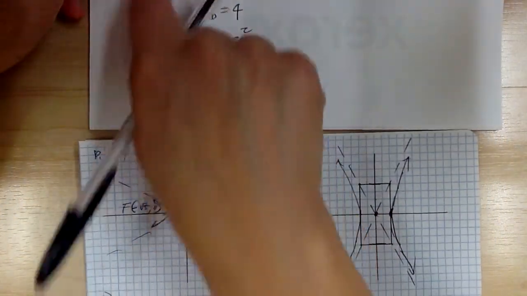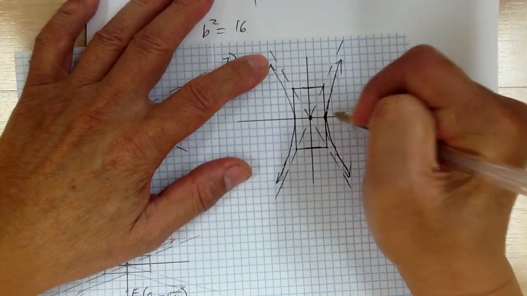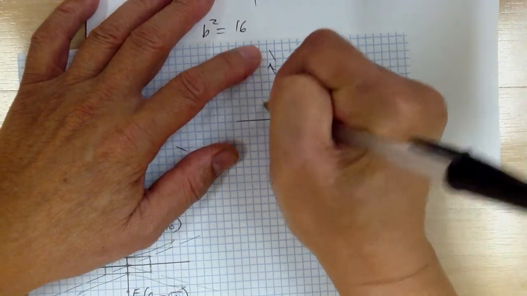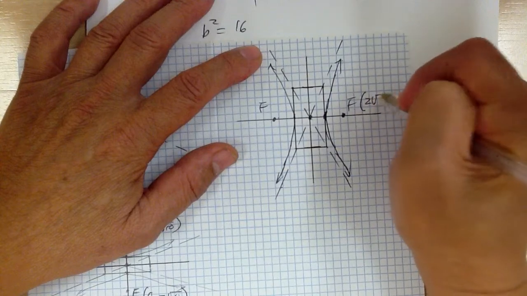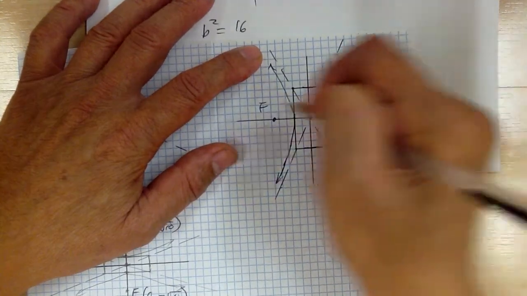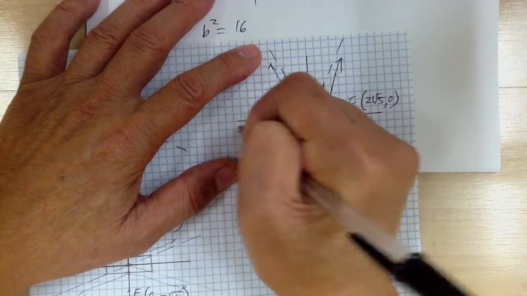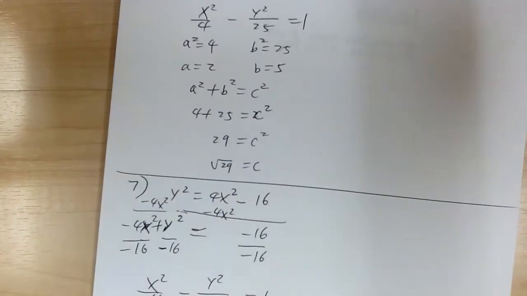So this is going to be in the x direction. So it'll be 4.4. So it's about right over here. Okay. So this is going to be 2 square root of 5 comma 0, and this is going to be negative 2 square root of 5 comma 0. Okay, let's go to number 9.